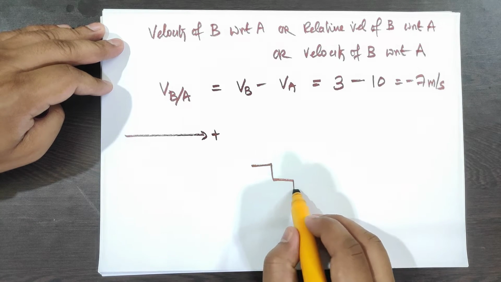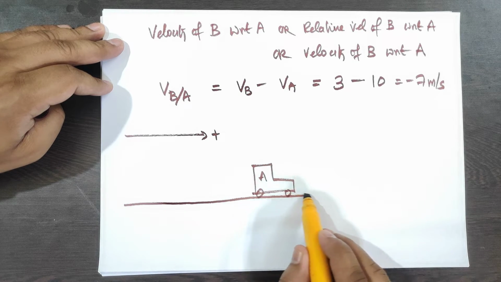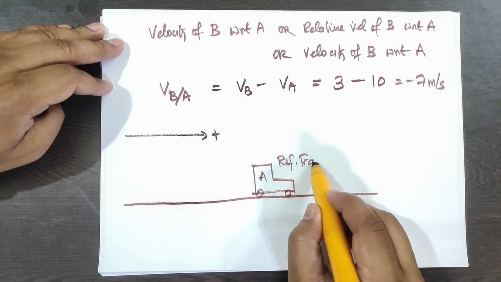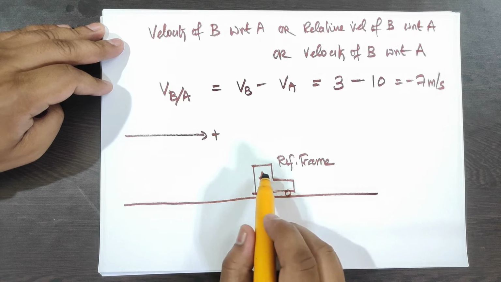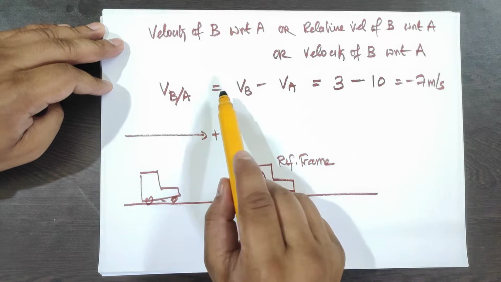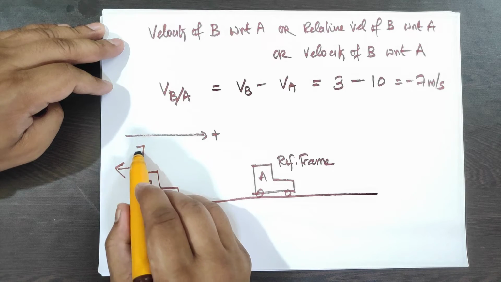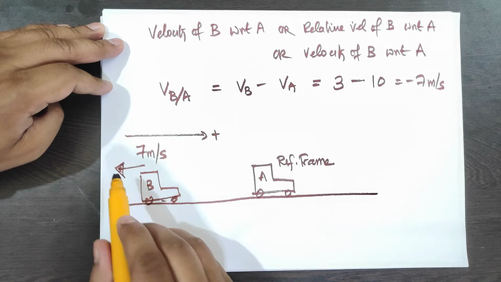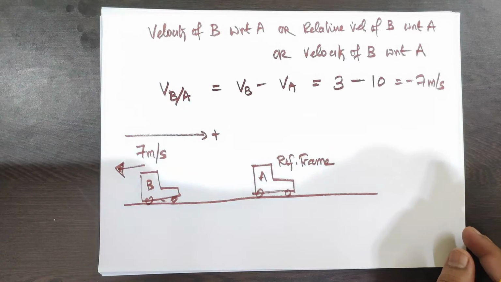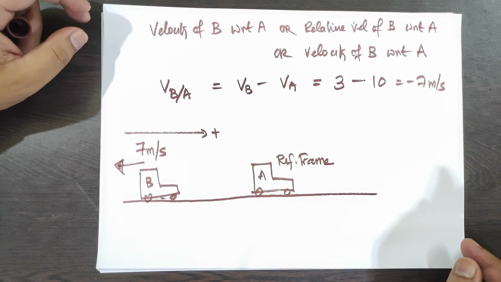That means if you observe from A, then obviously A is at rest. Whatever is the reference frame, that is at rest with respect to the reference itself. So with proper signs, VB with respect to A is minus 7. That means it is 7 meter per second towards the left. This minus 7 means 7 meter per second towards the left. That is the meaning of the negative sign in relative velocity.